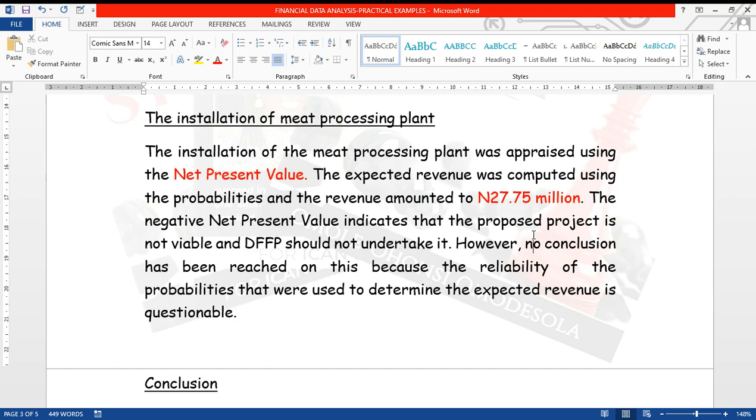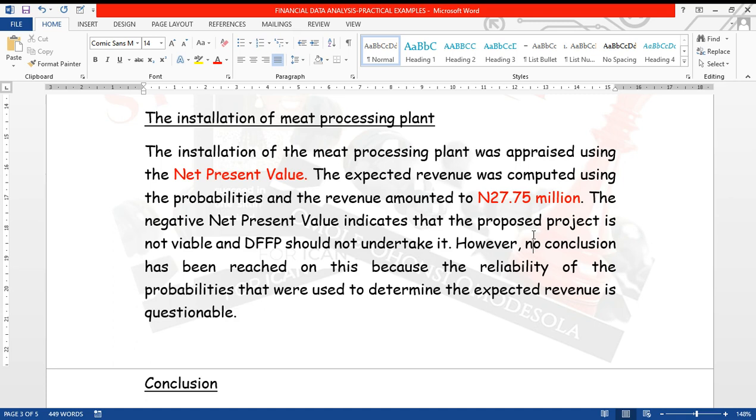Now, the negative net present value indicates that the proposed project is not viable, and DFFP should not undertake it. We did not just jump to say DFFP, don't undertake this project. We explain why. Because what? The project has a negative net present value, which indicates that it is not viable. So the company should do what? They should not undertake it. However, no conclusion has been reached on this.